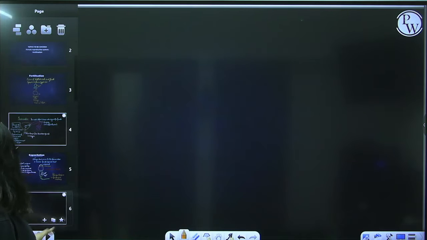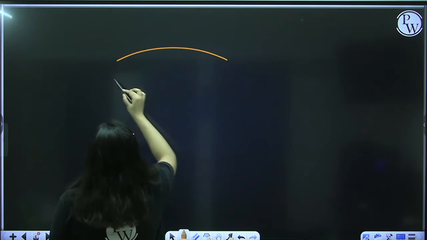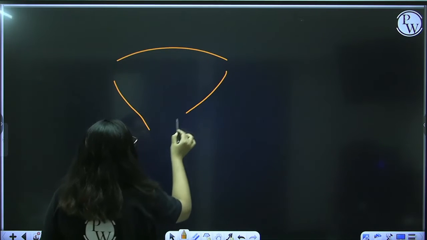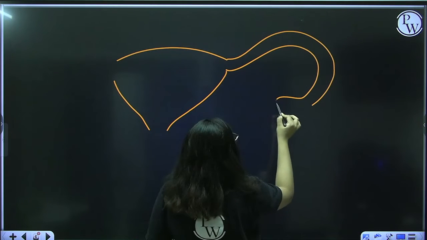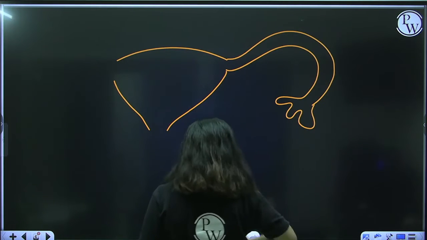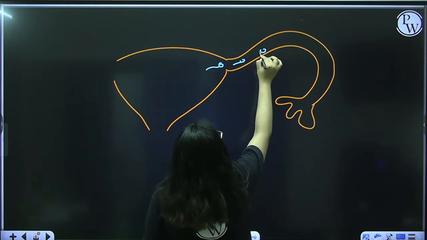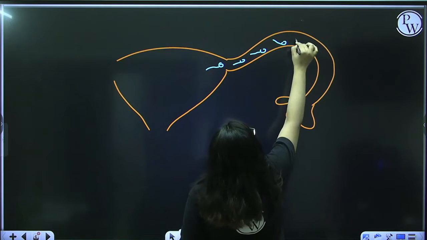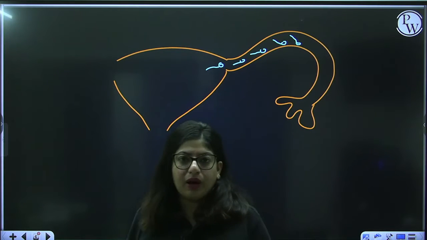Now what will happen next? So we say this is the uterus, right? This is the fallopian tube. Now sperms, they are rushing towards the ampulla. Okay. Now we say the fertilization always occurs at the ampulla.